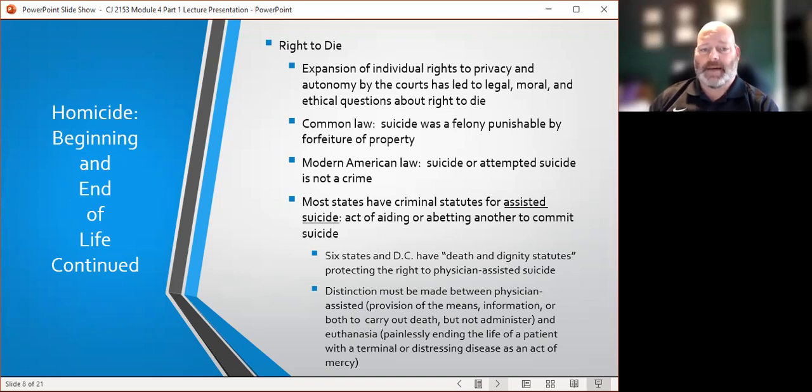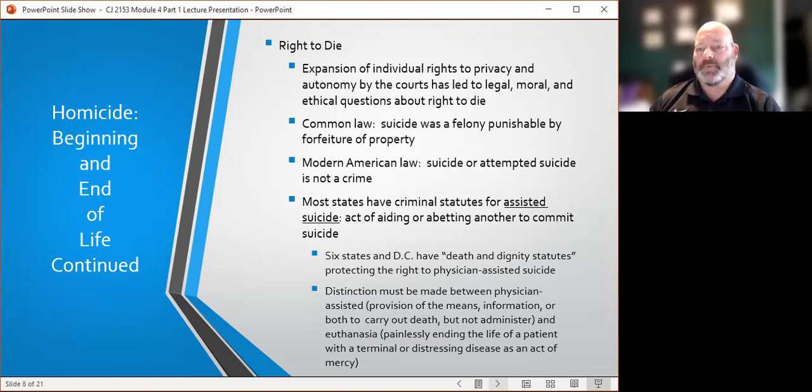In terms of right to die, most states have criminal statutes for assisted suicide, which is the act of aiding or abetting another to commit suicide. 6 states and the District of Columbia have death with dignity statutes, which protect the right to physician-assisted suicide. So the distinction has to be made between what's physician-assisted and what's euthanasia.